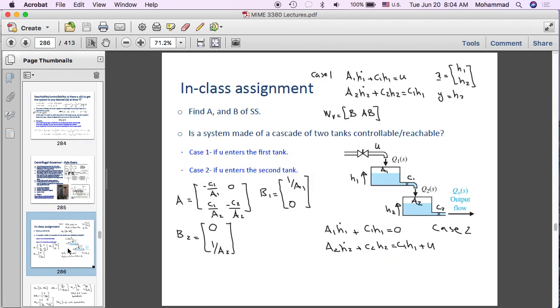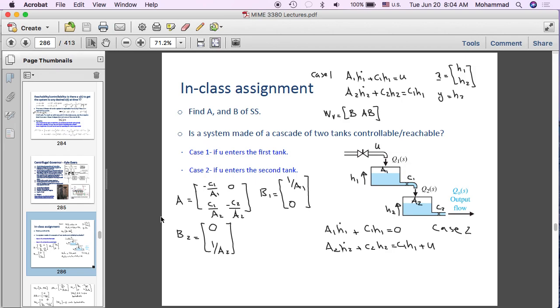Then we looked at an example that we have discussed many times. And in this example, we looked at two different cases. Case one is the usual, when the flow comes to the first tank and then through the first tank flows to the second tank.